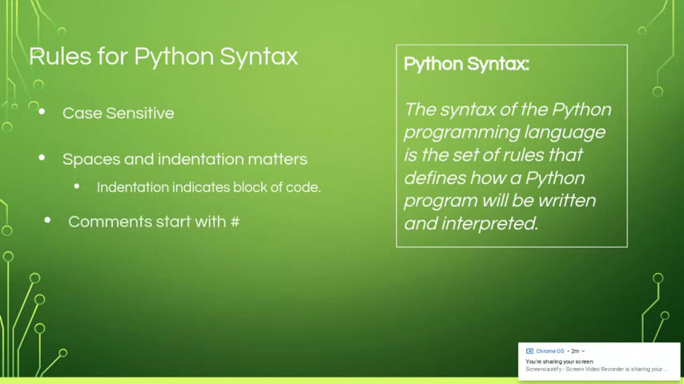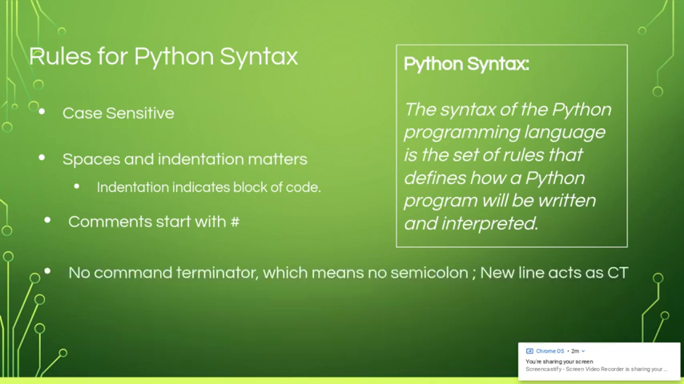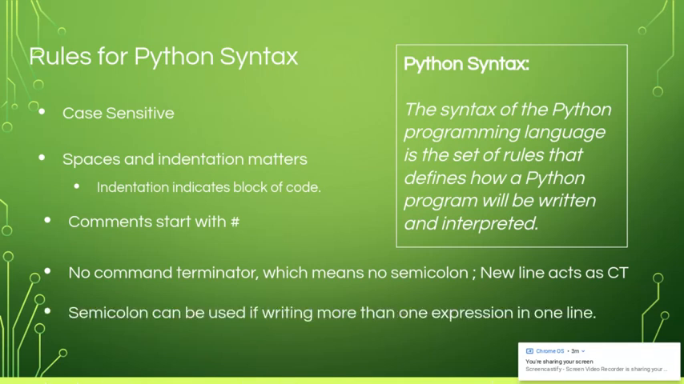Comments start with the number sign, the hashtag sign. There is no command terminator. For example, in some programming languages, a semicolon is used as a command terminator, but in Python, when you're starting a new line, that will act as a command terminator. There is a way that you can write more than one expression in one line, and in that case, you have to write a semicolon. You can use a semicolon as an expression terminator, but in other cases, you can just enter a new line for the new command.